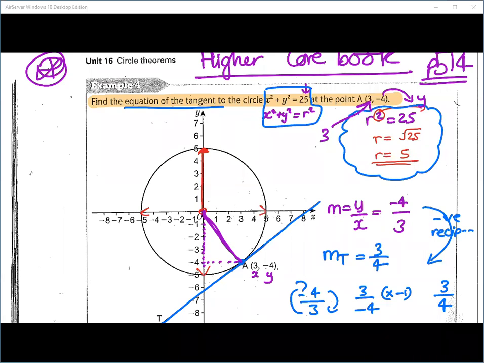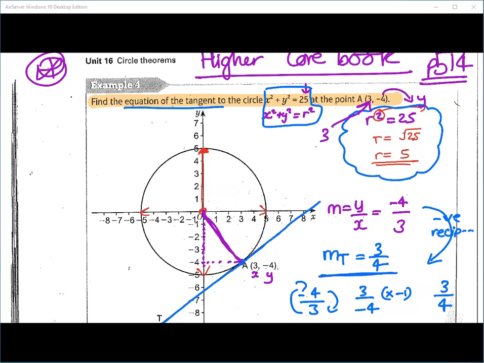So if we get minus 4/3, we flip it upside down, we get 3 over minus 4, and then we multiply by -1, minus by minus makes it all into plus. Are we happy with that gradient of the tangent being 3/4? Lovely. So first of all, we worked out the gradient of the purple line, the radius, which was minus 4/3. Then we did the negative reciprocal of that, got the gradient of the blue line, which is the tangent.